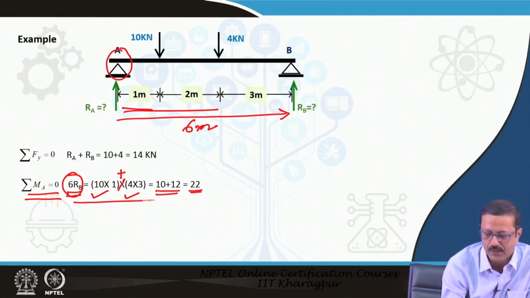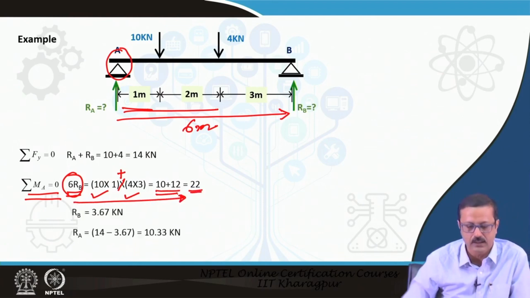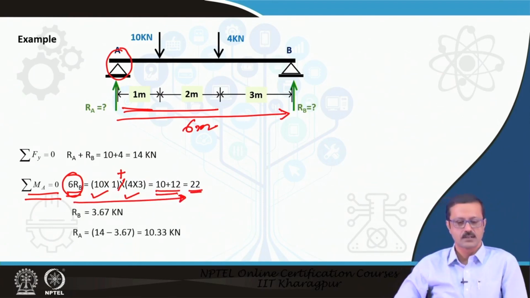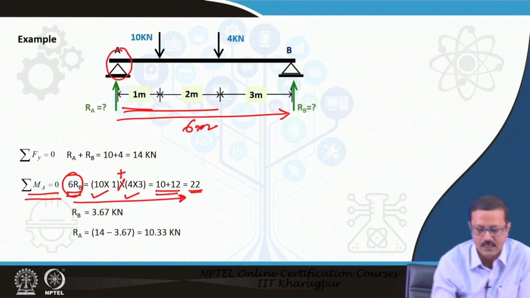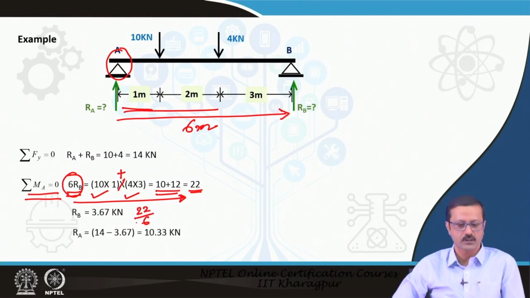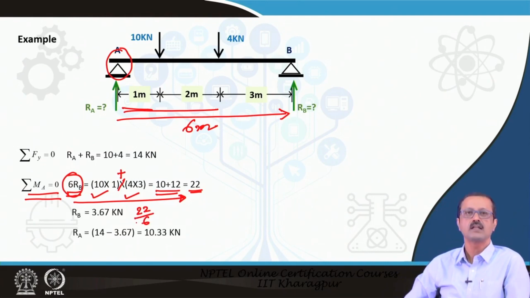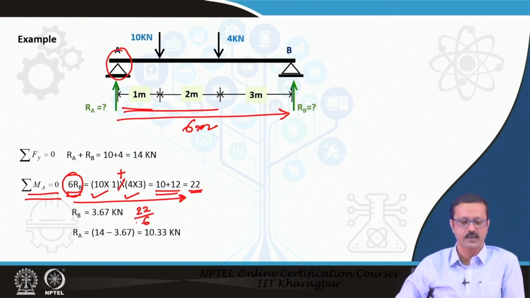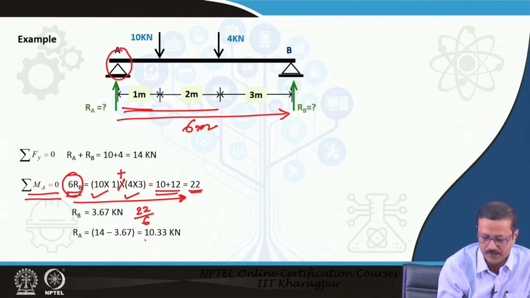So, if I now equate this, I will get R B as 3.67. So, R B is 22 by 6, that is 3.67 kilonewton, and R A is the remaining, because R A plus R B should be equal to 14. So, 14 minus 3.67 is 10.33.